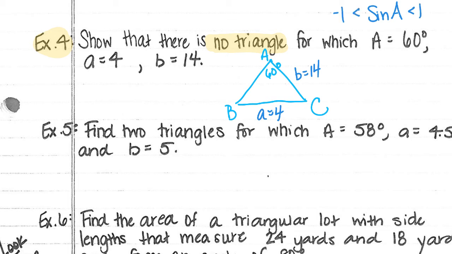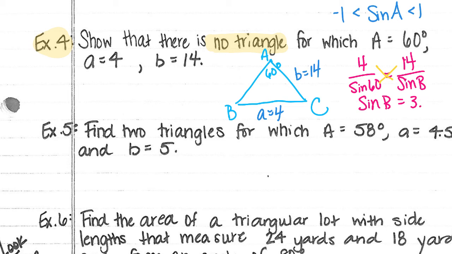So when we start to calculate this, you're going to notice that this is not going to work. So I'm going to put over what I know. I'm going to take 4 over the sine of 60 degrees is equal to, well, I have that b, 14 over the sine of B. And just like I did before, I'm going to cross multiply. 14 times the sine of 60, and then I could divide by 4. All right, so when I do that, I notice that I end up getting the sine of B is equal to 3.03. This is what we call an ambiguous case.